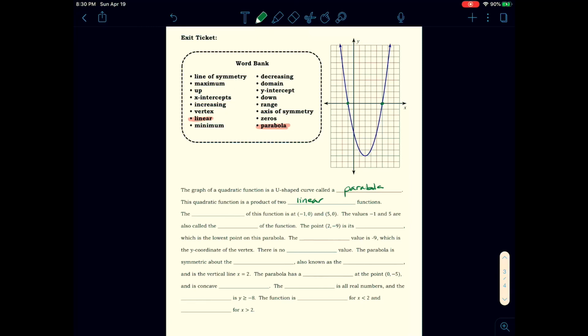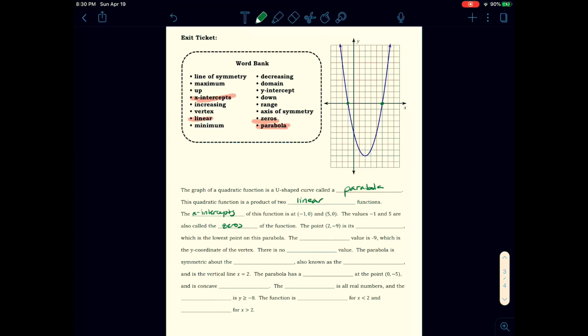And if you notice, they're both on the x-axis. Those must be my x-intercepts. The values -1 and 5 are also called the blank of the function. So those are called the zeros of the function. And the reason why they're called the zeros of the function is because those are the values that make the function equal to 0. Right? The y values are 0.